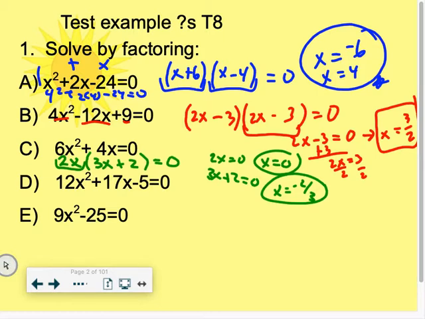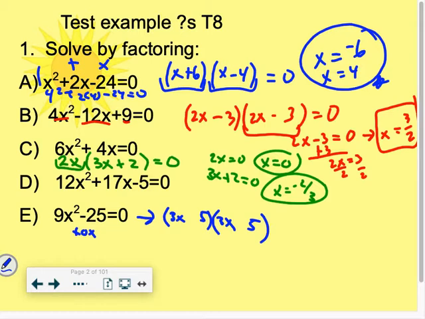I'm going to jump to E. E is another perfect squares. Square root of 9x squared is 3x. Square root of 25 is 5. But you'll notice there's no middle term. There's 0x in the middle if you wanted to write it in there.